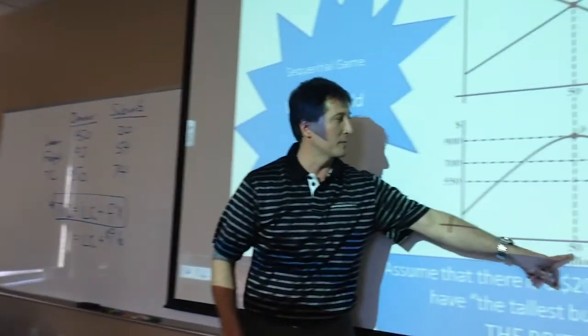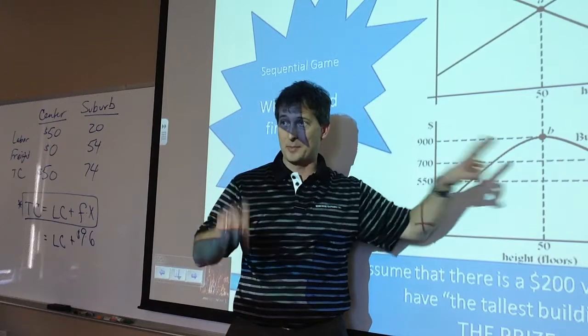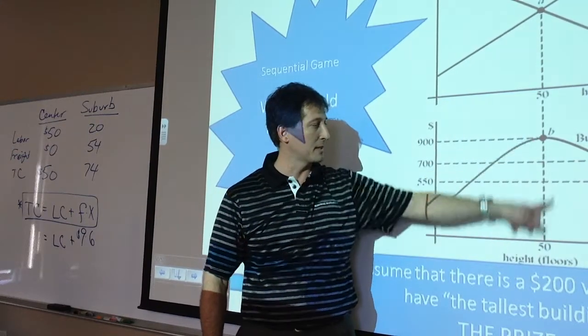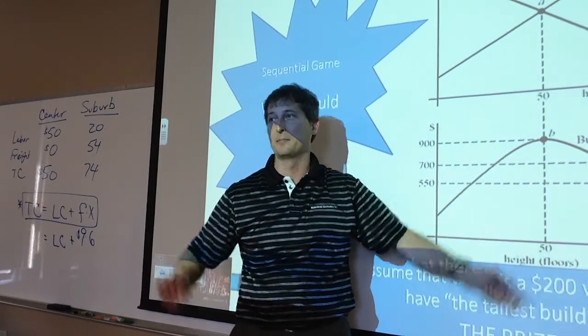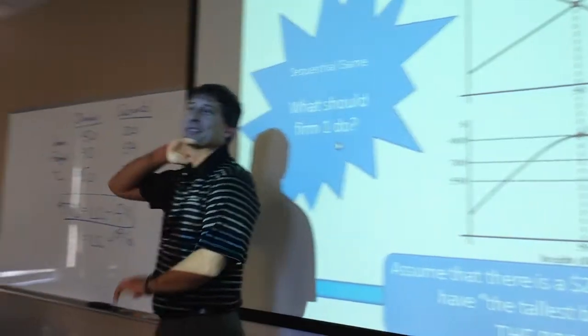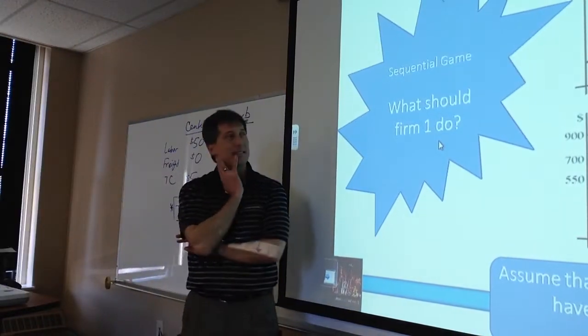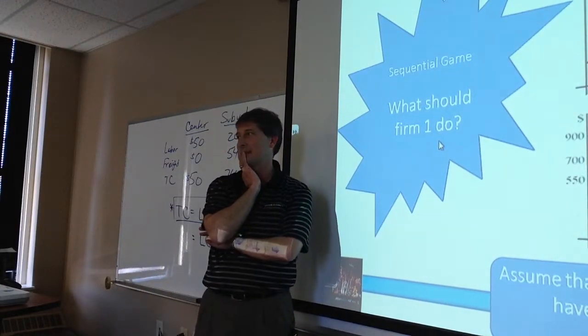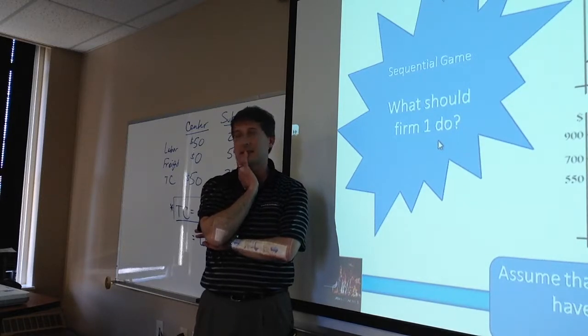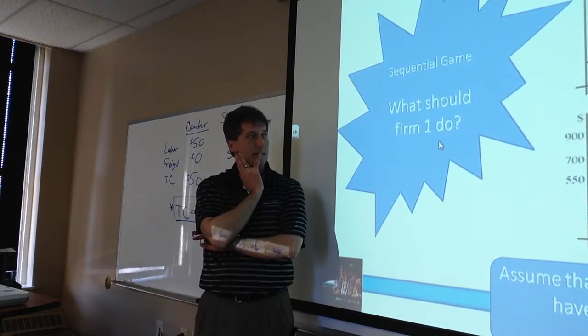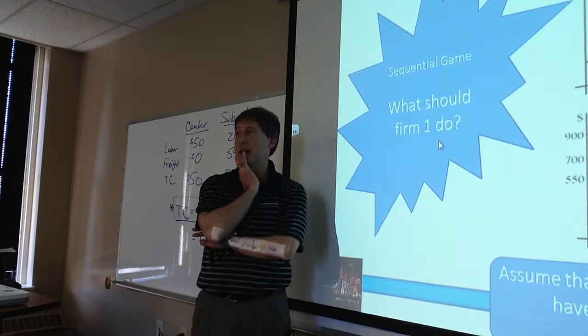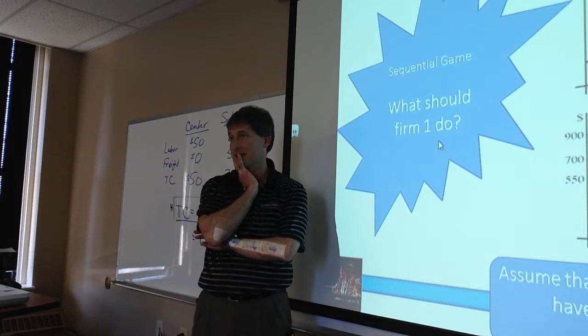Again, without the prize being there, both firms maximize profits by building a 50-story building. One firm will move up and build an 80-story building, making a profit indifferent, and then the other firm will stay put. So we've got to build it high enough to keep the other firm from beating us.